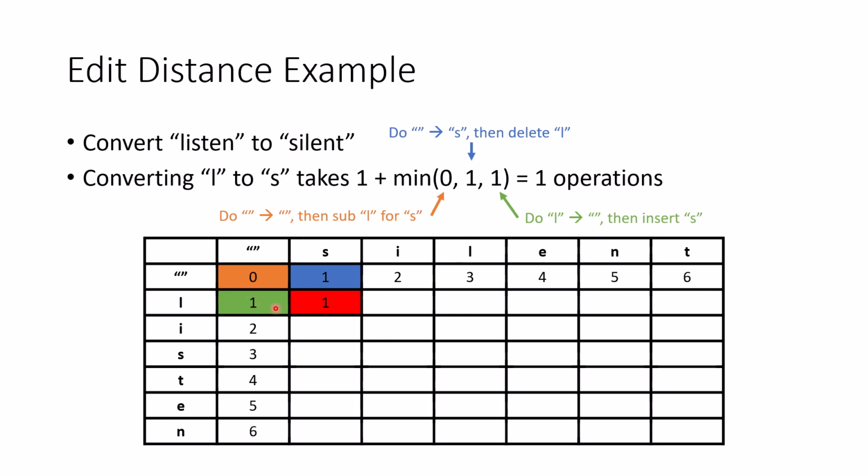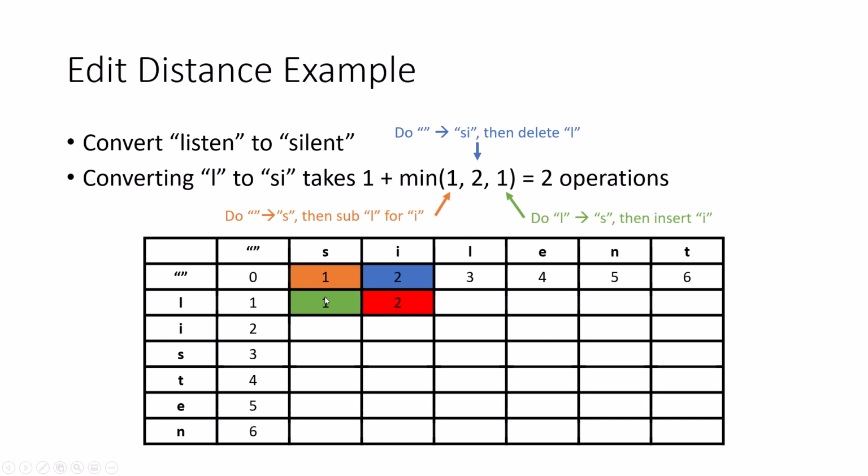And as you can see, going from L to nothing is just one operation. So now that we've looked at all three of our options with substitute, delete, and insert, what's going to be the best one? Well, it's going to be 1 plus the min of 0, 1, and 1 over here. So that's just going to be 1. And then we just continue that. So we're just going to continue in our table.